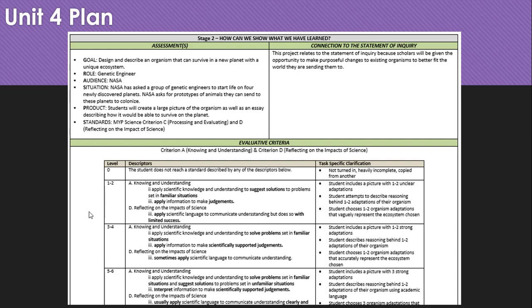Basically, students are provided with a couple of different planet options, and then they design an organism and describe how that organism is best fit for their environment. The MYP criteria rubric is down at the bottom, included in the unit plan for your use.